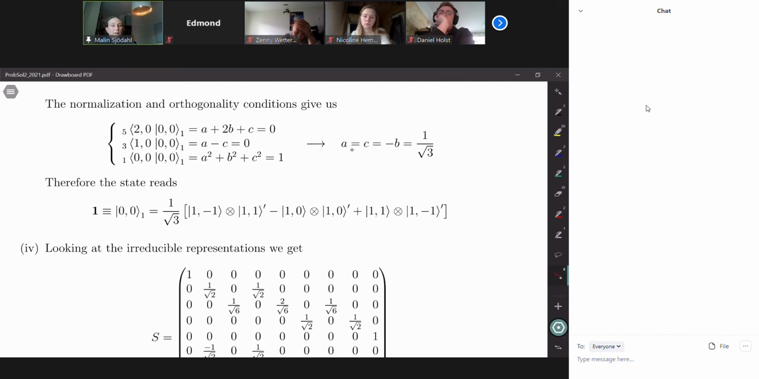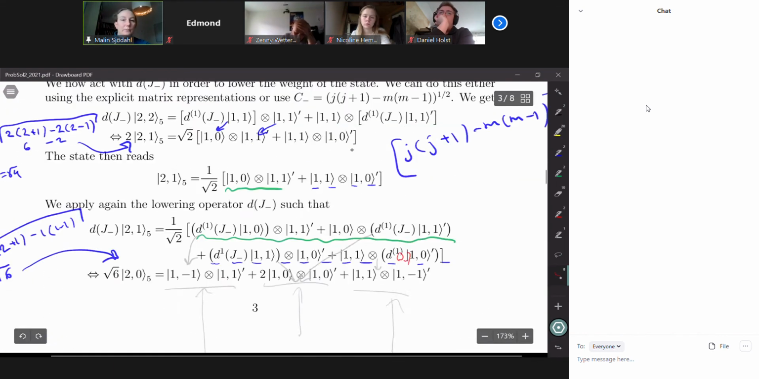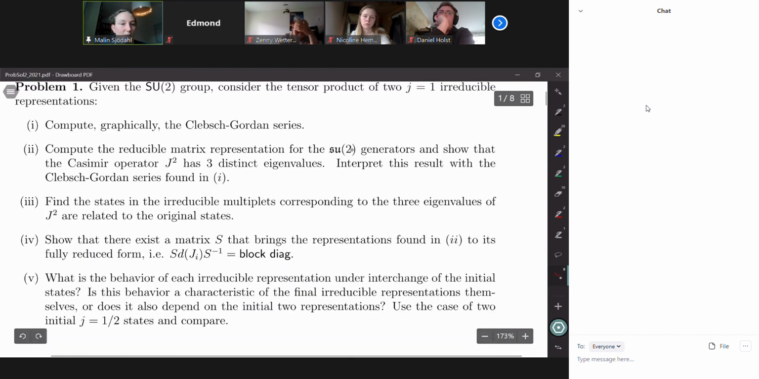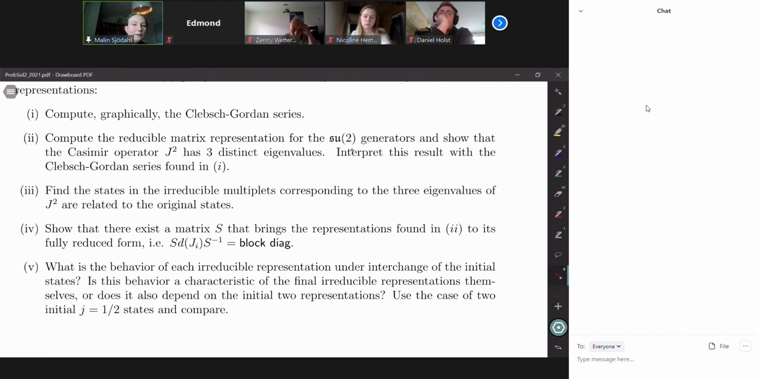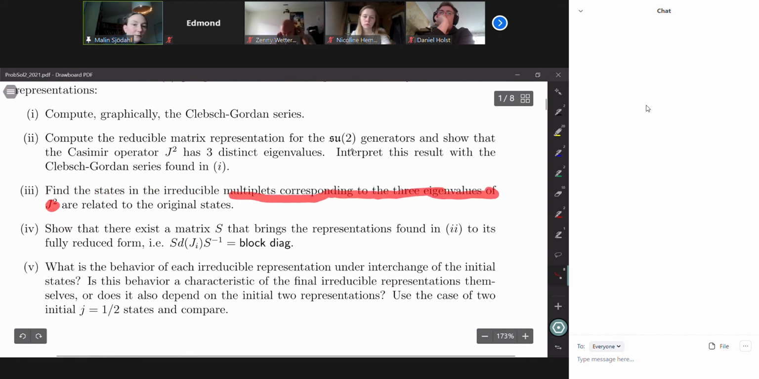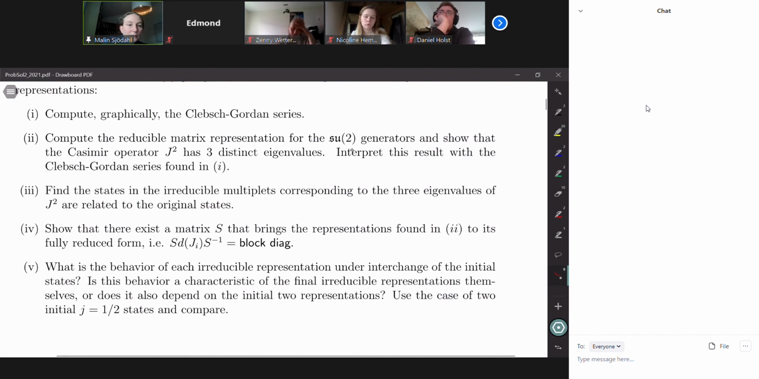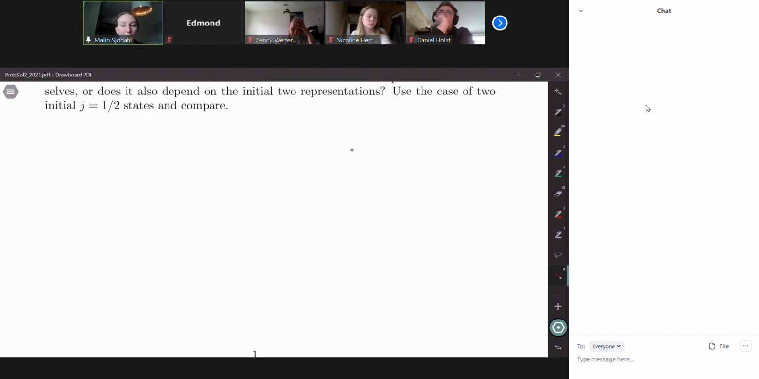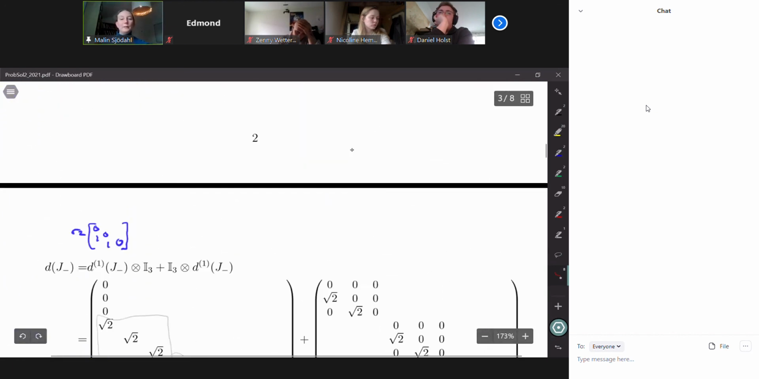Then the next question, let's go on and read it so we know what we're trying to do here. So we have: find the states in the irreducible multiplets corresponding to the eigenvalues of A squared and how they are related to the original states. Yes, we have essentially done that, but we haven't written down the matrix. So now we have found, in principle, a relation between the original states and the states in the reduced representations, but we haven't written down the matrix.